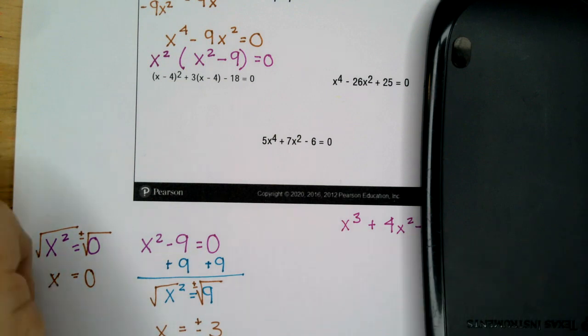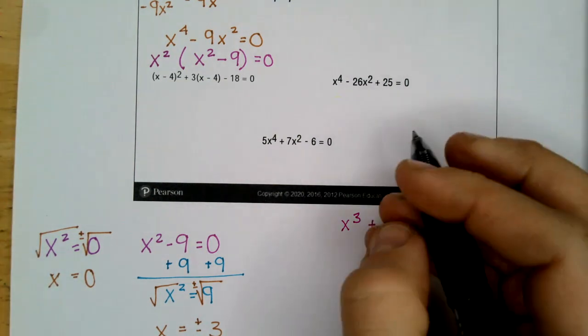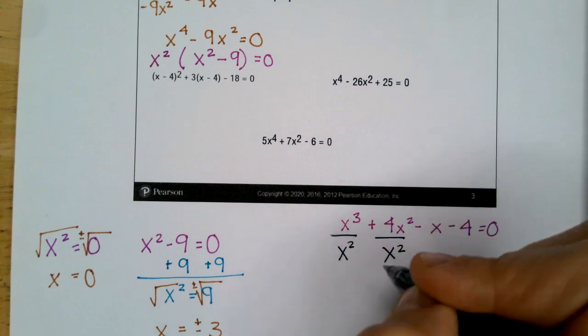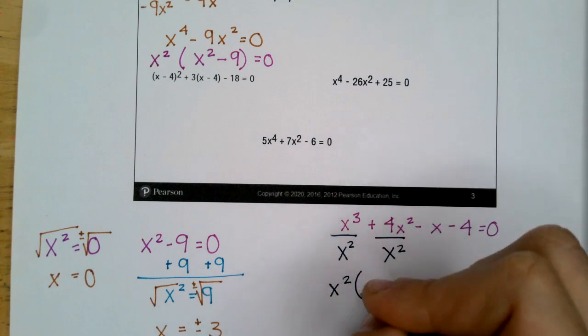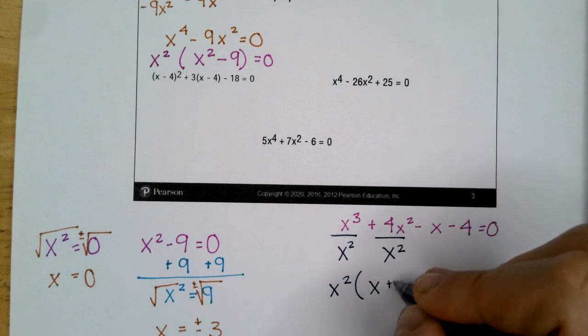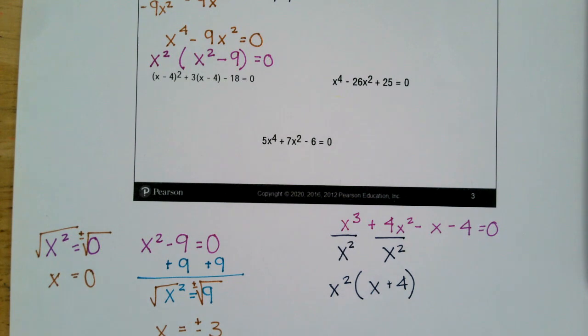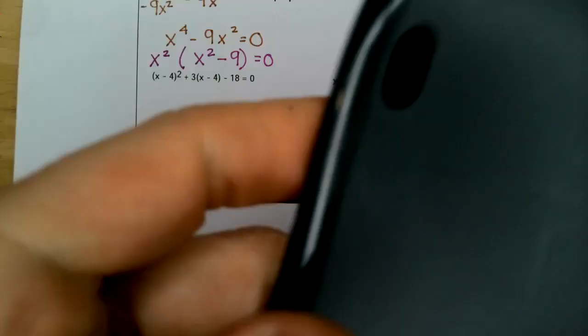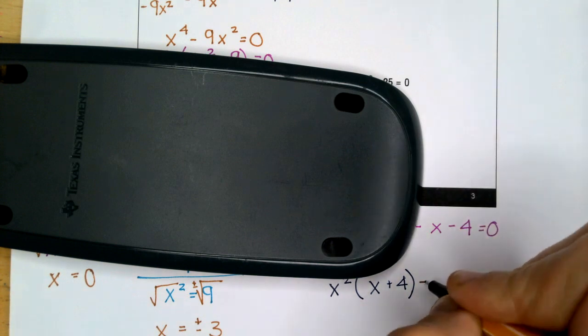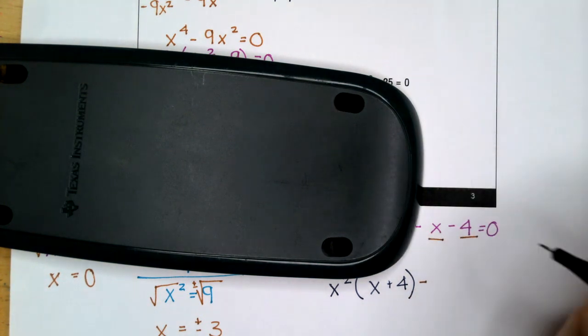I can factor out an x squared, right? So that means I have x squared. X cubed divided by x squared is x. 4x squared divided by x squared is 4. Good. On this side, I have a negative x minus 4. I can factor out a negative nothing, right?